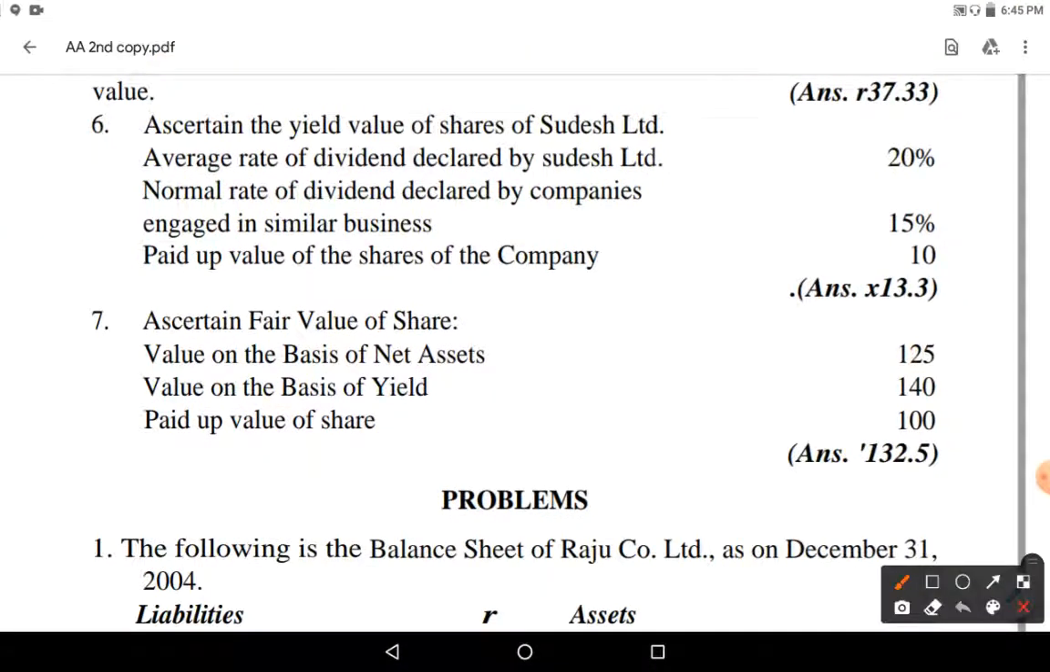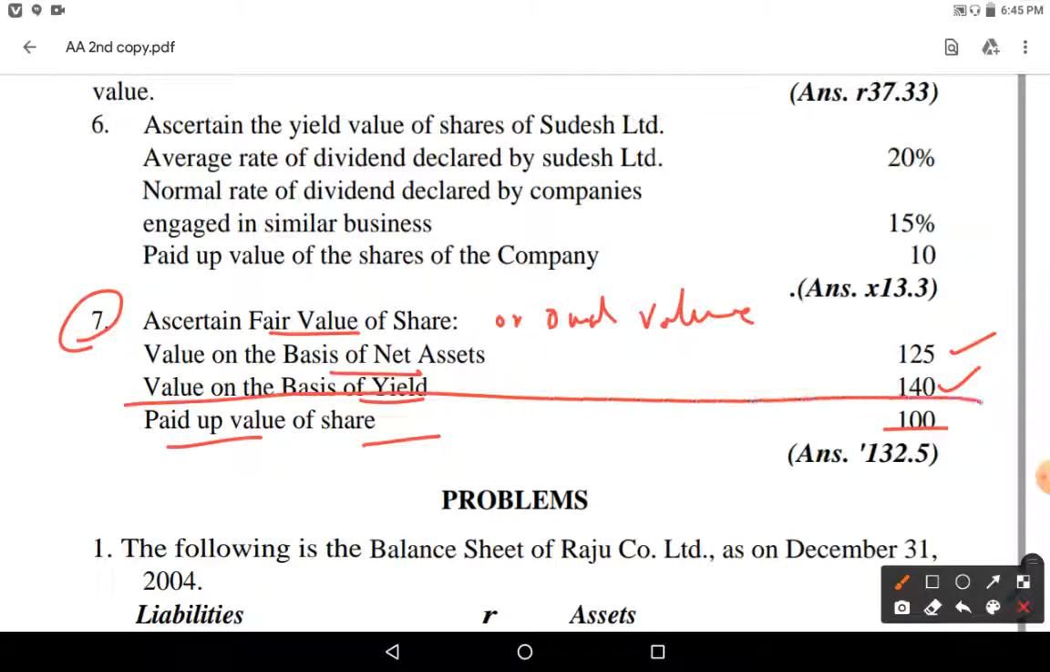Here is the question relating to the dual method. Ascertain the fair value, also known as dual. Dual means two. Value on the basis of net assets, that is intrinsic, 125; value based on yield, 140; paid up value per share, 100. This is not at all required for the calculation purpose. No need to take this.